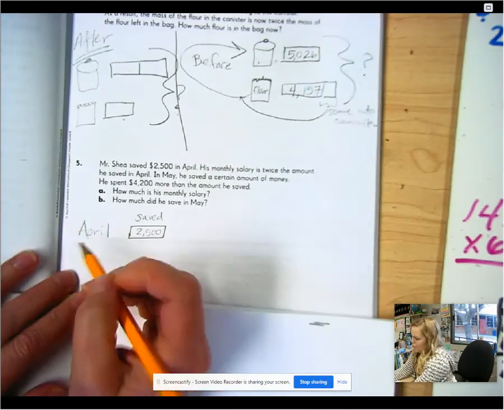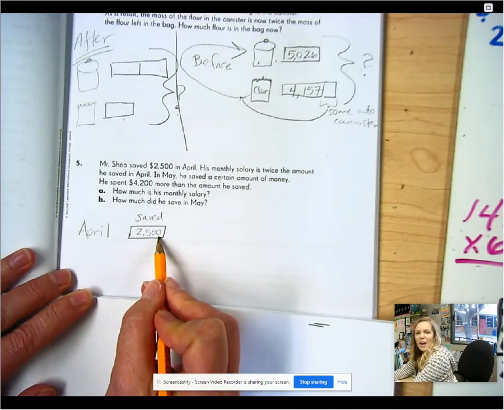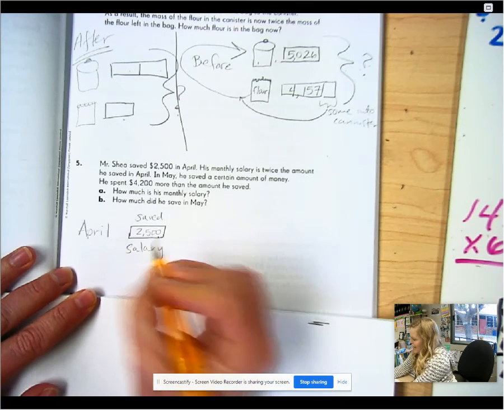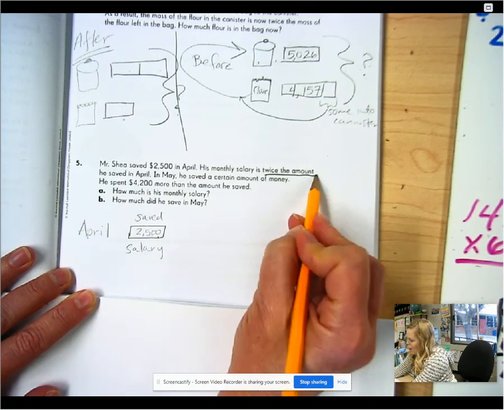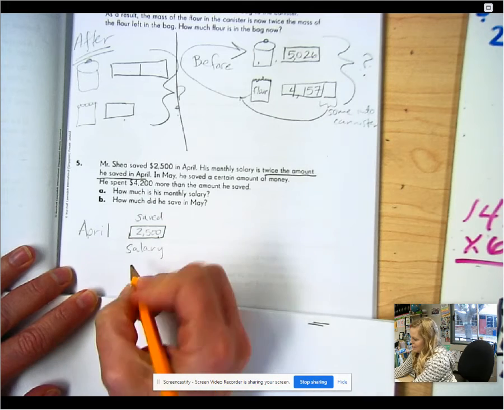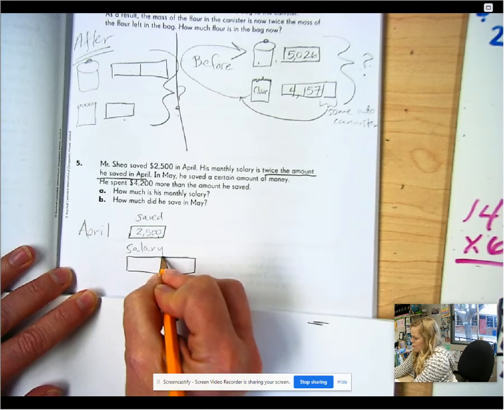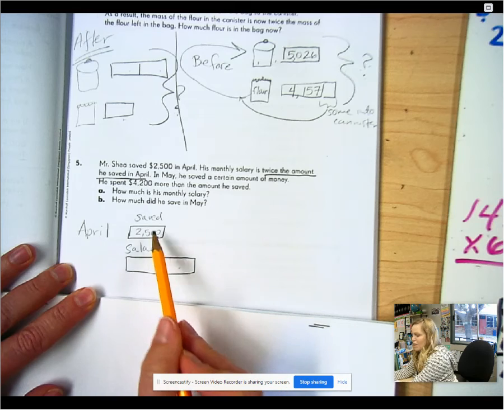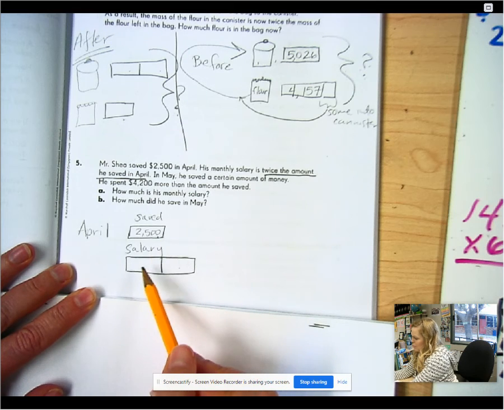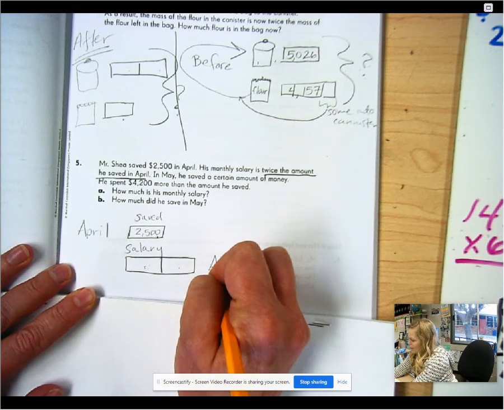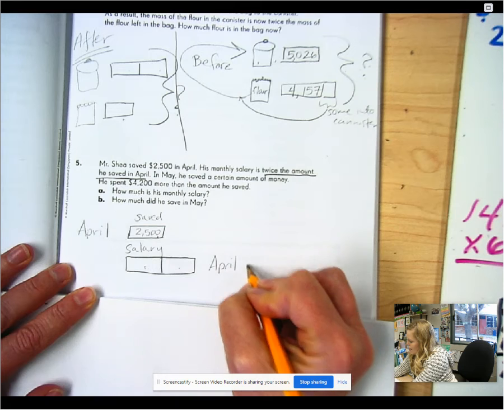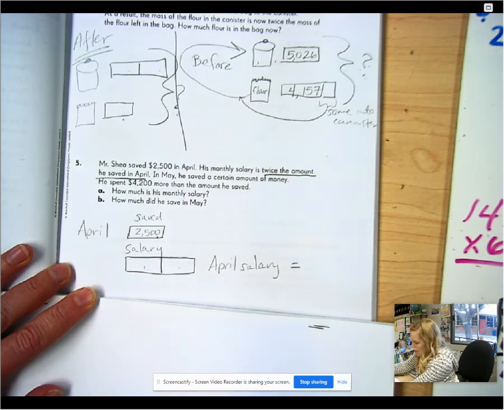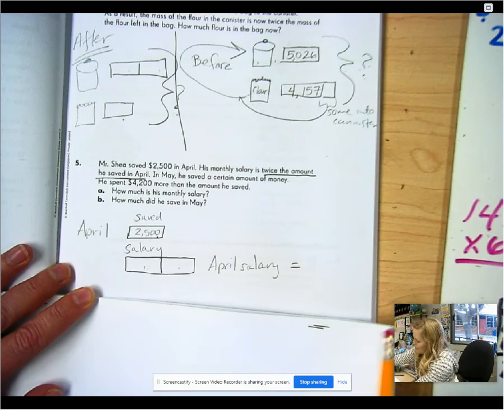We know that in April, he saved $2,500. We also know that his salary in April, it said, is twice the amount that he saved. So are you able to solve for that? Doesn't this model show me 2 times the amount that he saved? So you should be able to tell us how much money his salary was for April by solving for that. But there's more, of course, with these word problems.